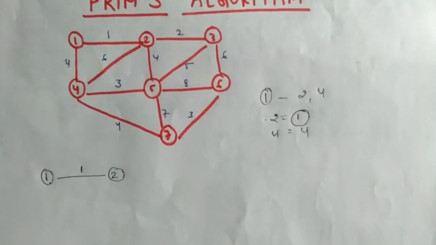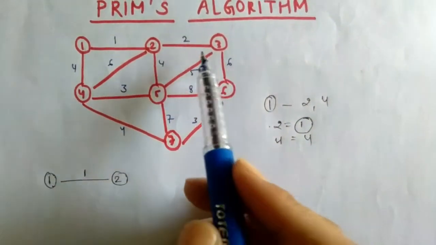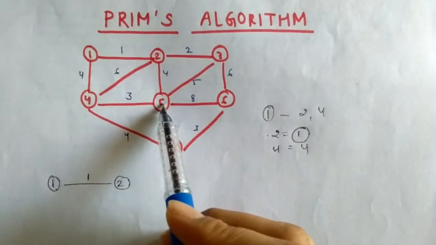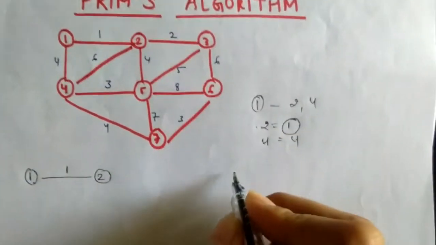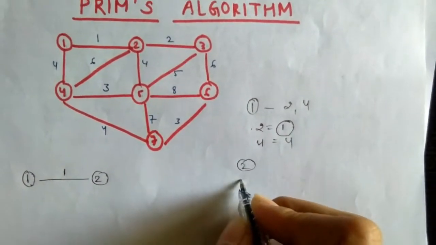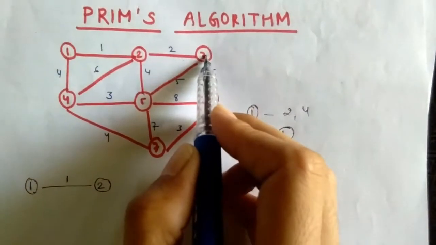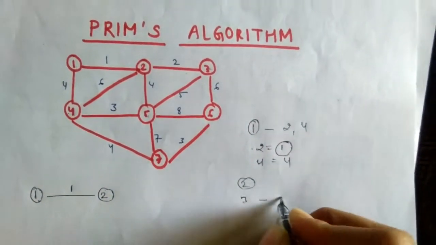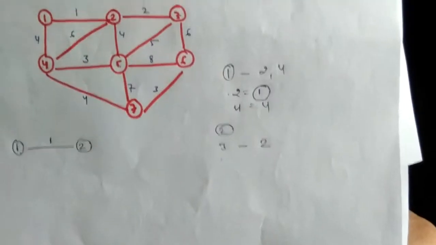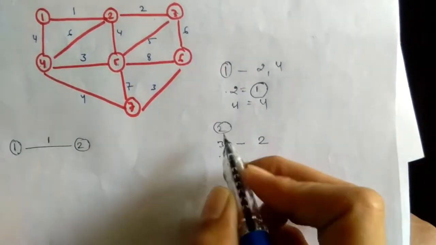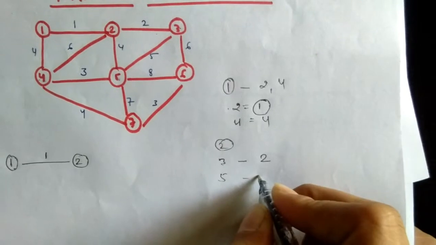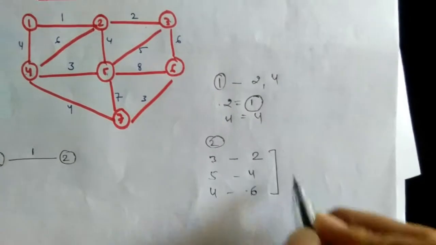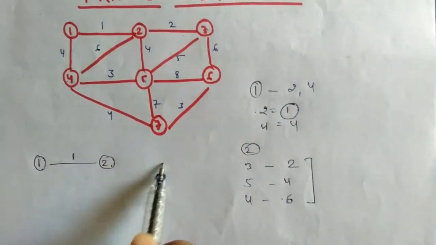Now for the next step we will check, from the vertex 2, what are the next reachable vertices. So the next reachable vertices are 3 and 5 and 4. For the vertex 2 we will see the weight to the vertex 3, to the vertex 5 and to the vertex 4. So the vertex 3 weight is 2. For the next vertex, that is 5, the weight is 4, and for 4 the weight is 6. So the minimum of these 3 is 2. So we will mark the edge from 2 to 3.